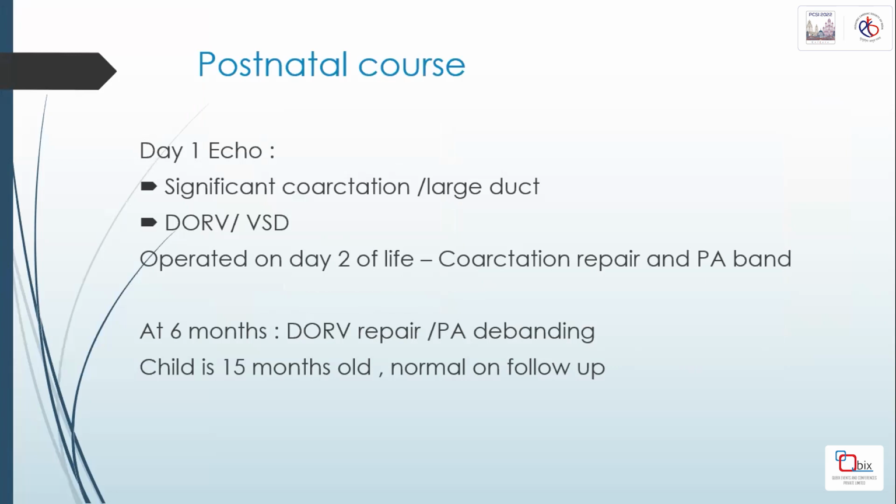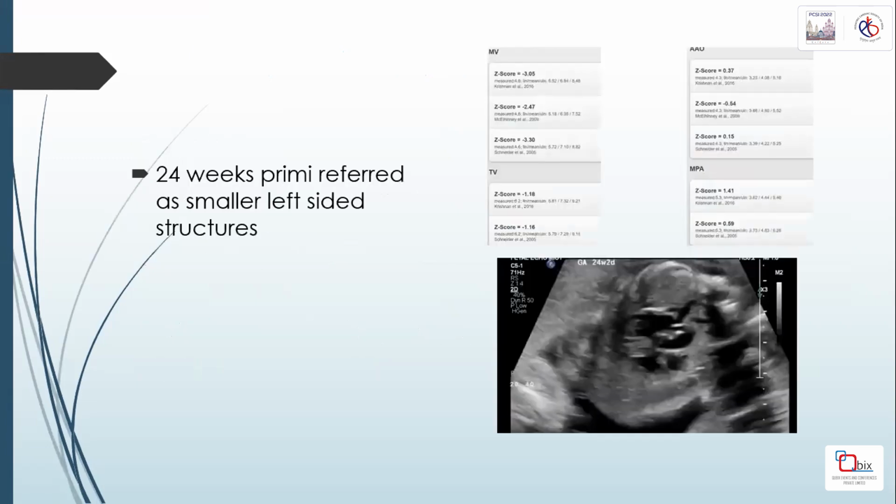On day 1, there was significant coarctation with a large duct, and it was a DORV VSD. So this child had surgery on day 2 of life, coarctation repair and PA band, and at 6 months had a complete DORV repair with PA band removal. This child is 15 months old now and is normal at follow-up. This was another 24-week primigravida who was referred with smaller left-sided structures.